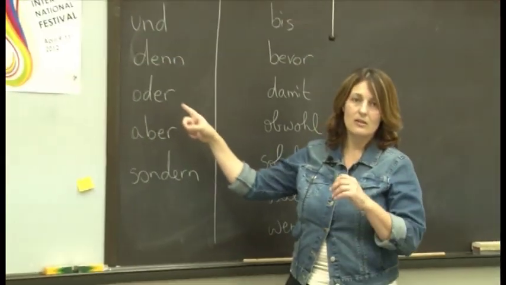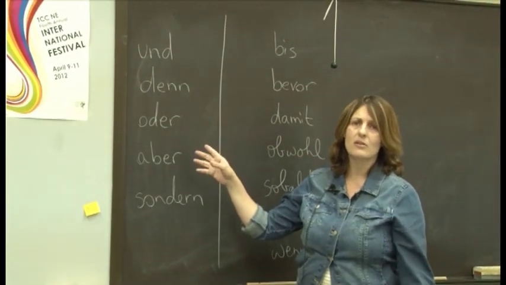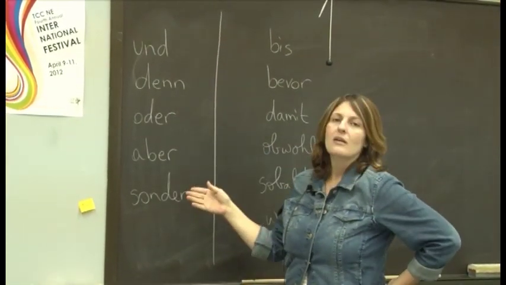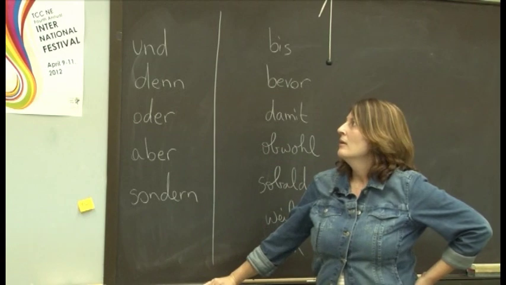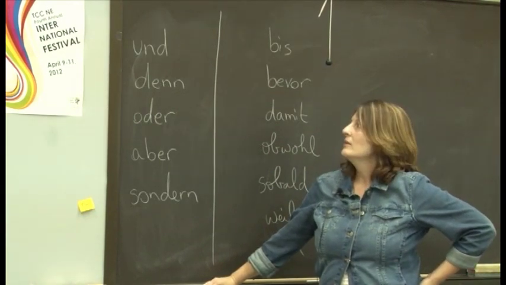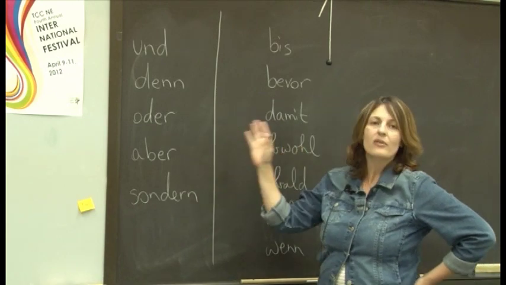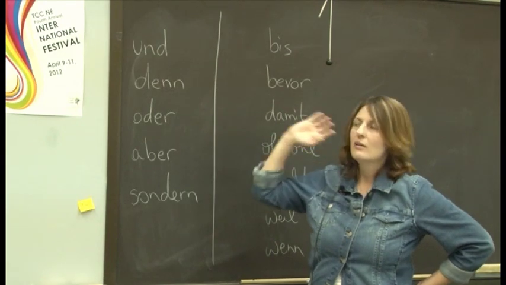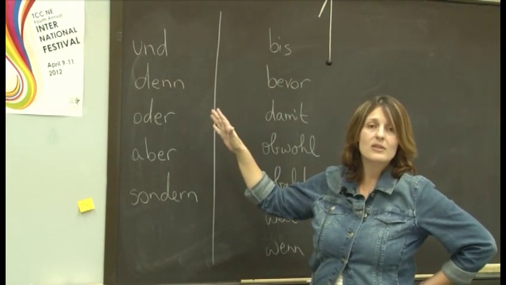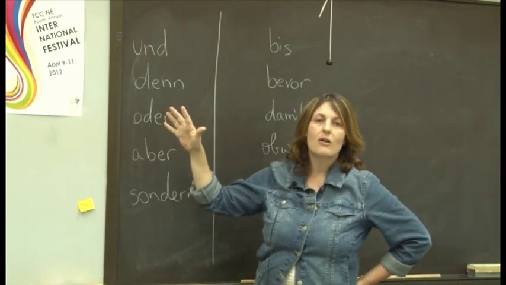Auf Seite 140, 141 und weiter. Ja? 140, da fängt's an. So, we studied these conjunctions last semester, I think in chapter 1 already. Und, denn, oder, aber, sondern. We have to bring them back to our memories because we have to see the difference between the new ones and the old ones. These conjunctions did not change the word order of the sentence, okay? They did not change that at all.